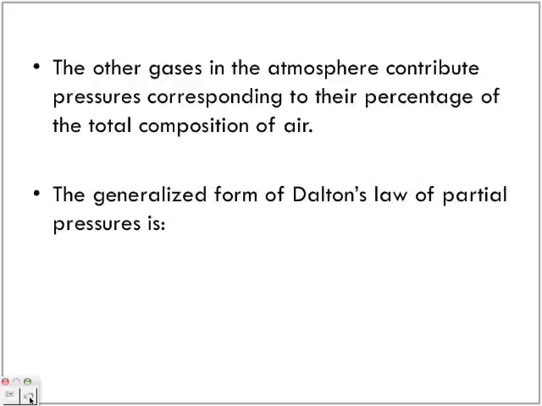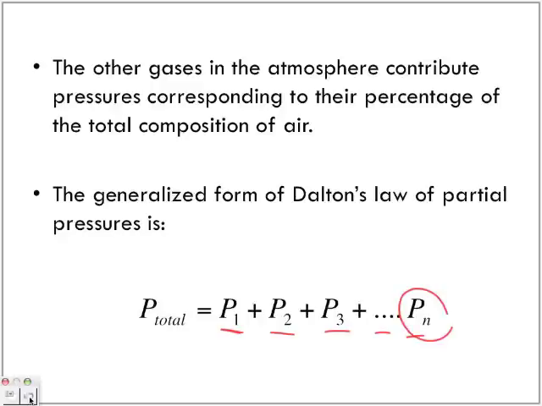The other gases in the atmosphere contribute pressures corresponding to their percentage of the total composition of air. So the generalized form of Dalton's law of partial pressure is as follows: the total pressure is equal to the pressure of one gas, added to the pressure of another, added to another, until you have included however many different gases are being exerted within that total pressure system.